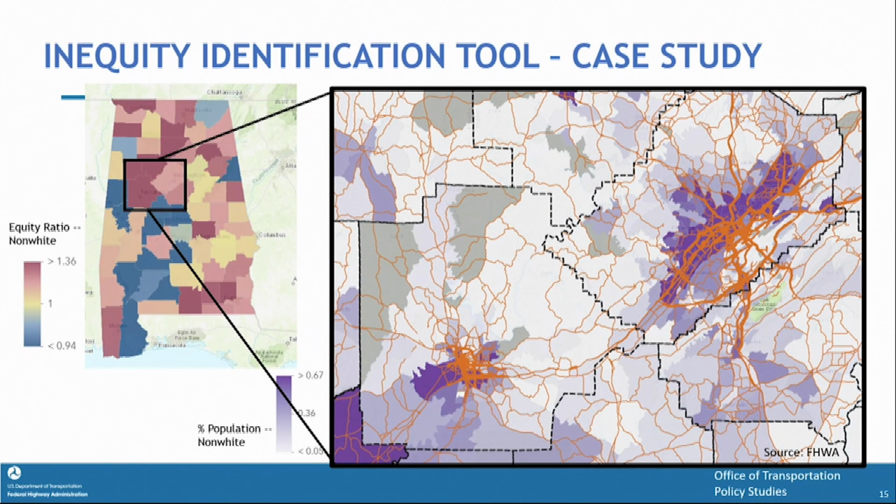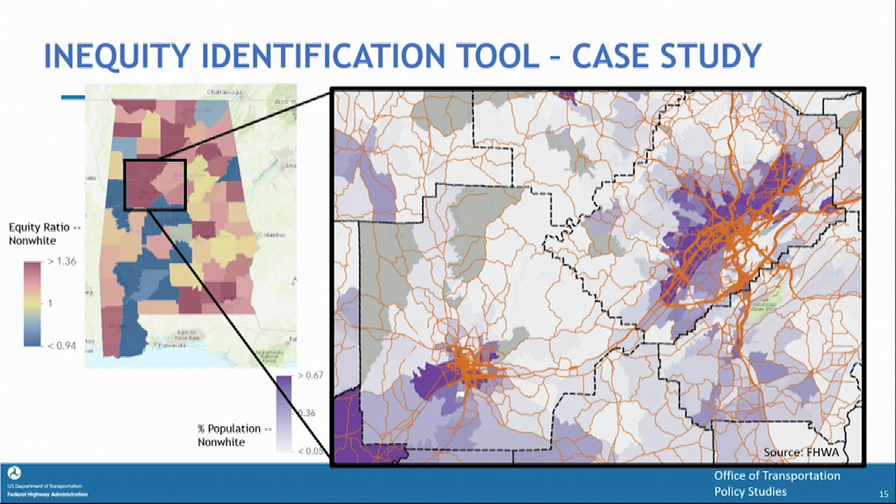So briefly, I'll just talk through a couple case studies before we show the tool. Here on the left-hand side, we're looking at the equity ratio values for the non-white population at the county level. So darker red means higher, greater than 1. Blue means less than 1. And we can zoom in on an area we've identified that has a high noise inequity towards the non-white population. In this case, around Birmingham and Tuscaloosa.